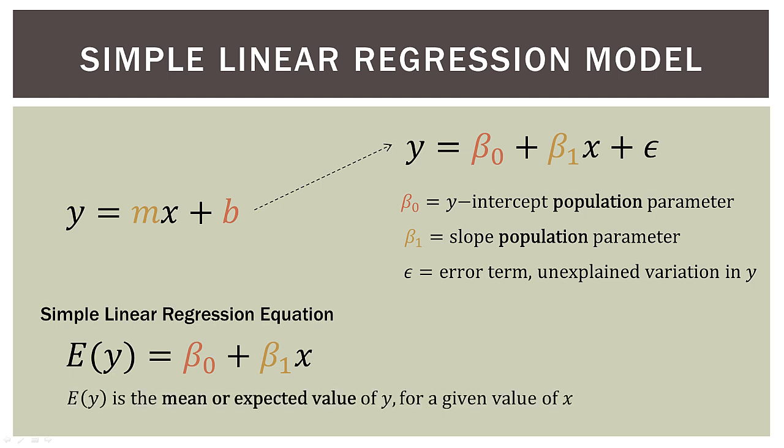So what is the expected value of y? Well, it's the mean or the expected value of y for a given value of x. So whatever x we choose or are given, the expected value of y is where we expect that to intersect in our graph. Now again, this will become more apparent as we go, but this is how we actually write the simple regression model.